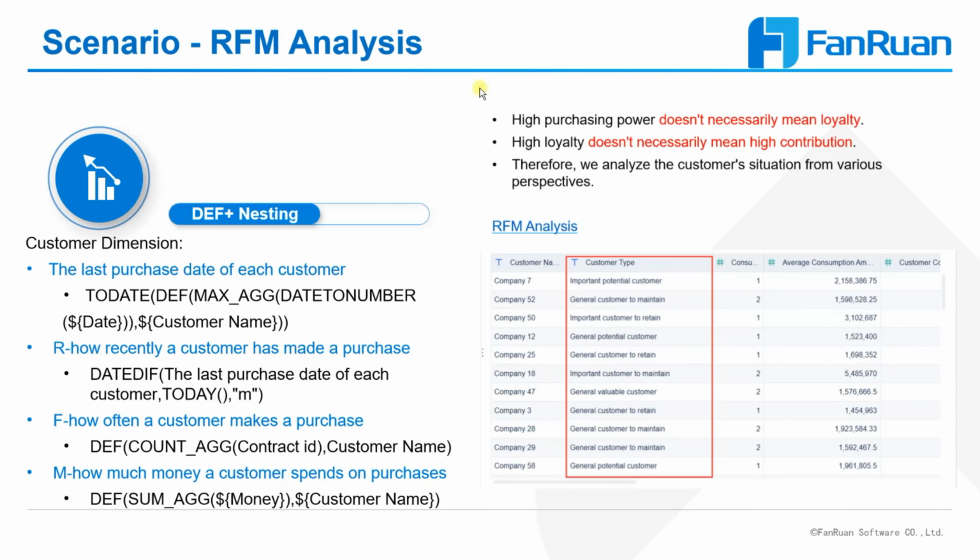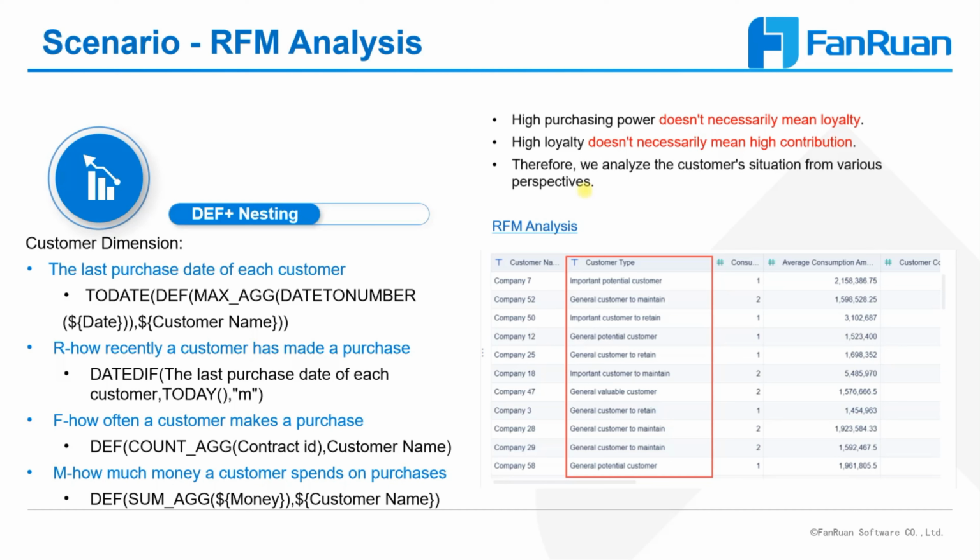Let's take a look at the scenario of RFM analysis. RFM analysis is an important method for customer segmentation. We aim to summarize user characteristics by combining multiple indicators. If we only look at purchasing power, high purchasing power does not necessarily indicate loyalty. Similarly, high loyalty does not necessarily mean high contribution. Therefore, we need to examine the customer situation from various perspectives.